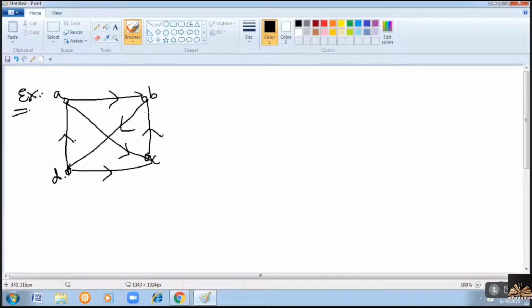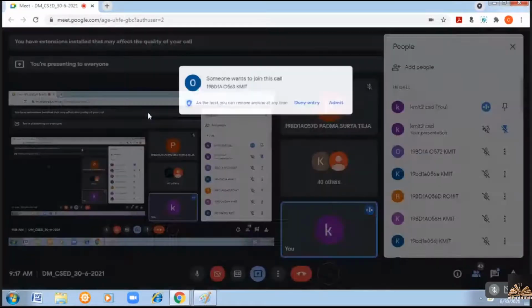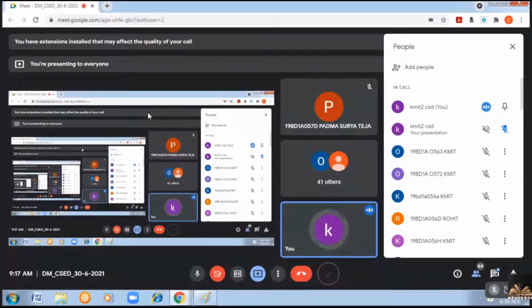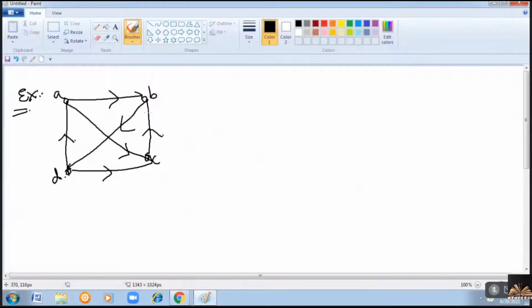Consider this graph. What type of connectivity is satisfied for this directed graph? You have to identify whether it is weakly connected, unilaterally connected, or strongly connected. First we'll see whether it is weakly connected or not.